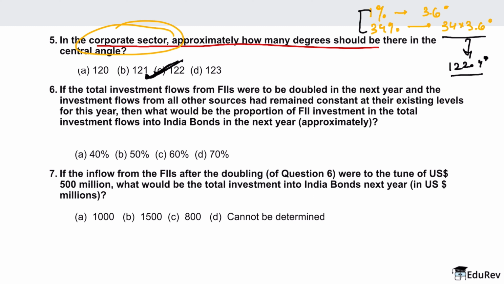Question number 6 says, if the total investment flow from FIIs were to be doubled in the next year, let me take another pen. So the investment flow from FIIs were to be doubled in next year, and investment flows from all the other sources had remained constant at their existing levels for this year. Okay. Then what would be the proportion of FII investment in the total investment flow into the Indian bonds in the next year? I need to find that out approximately.